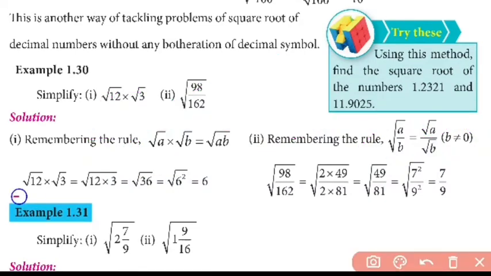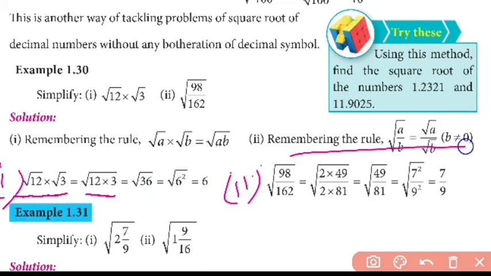First one: root 12 into root 3 equals root of 12 into 3. Here root a into root b equals root of a into b; we have used the formula. Root 12 into root 3 equals root of 12 into 3. 12 3s are 36. We know that the square root of 36 is 6, since the square root cancels the square. So the answer for the first one is 6.